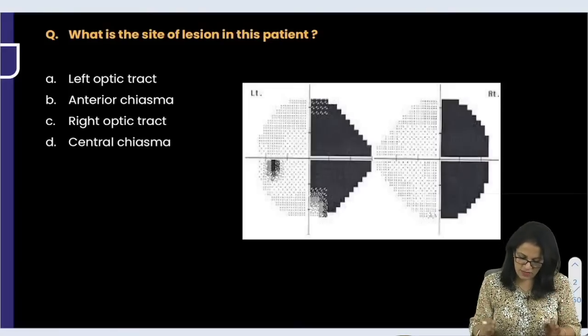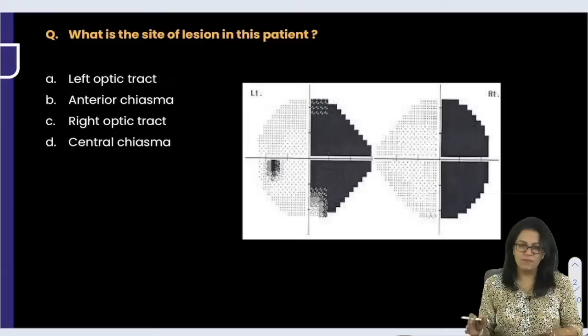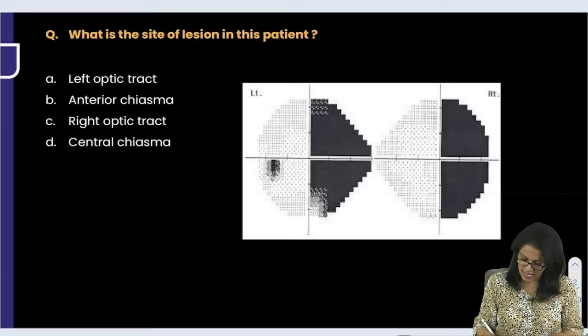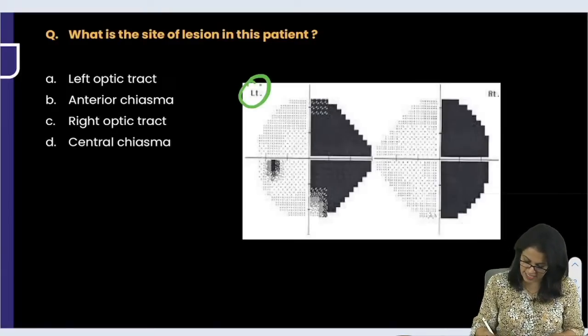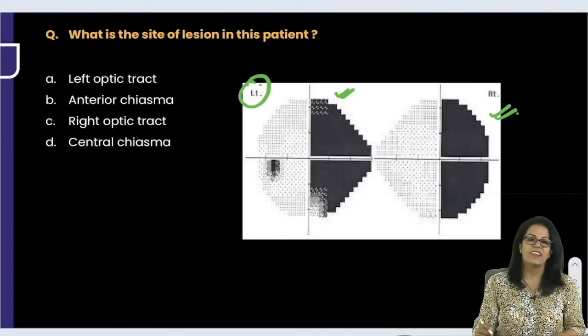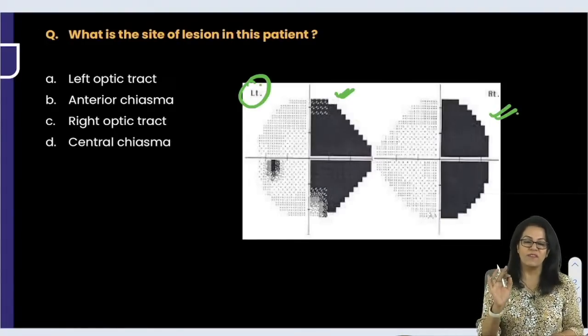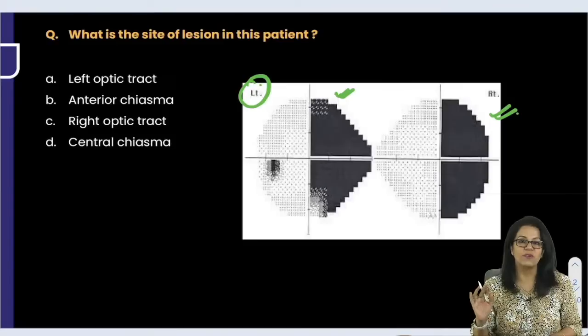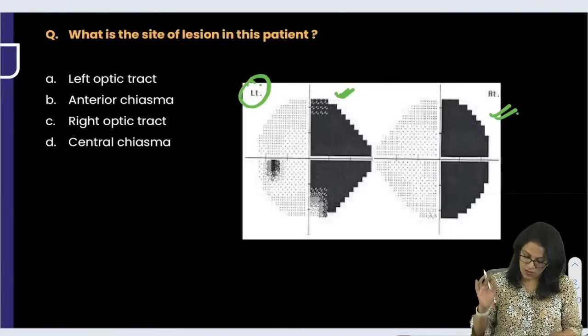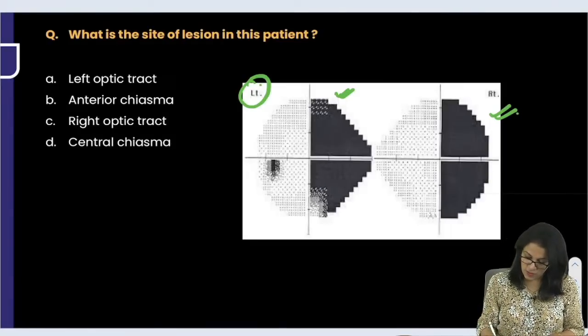So, what is the site of the lesion in this patient? It is a very simple question. You can see in the grey scale that in the left eye the nasal field is gone, and in the right eye the temporal field is gone. Now, this is one of the most important questions. Every year you get one question on visual field defect, isn't it? So, tell me this one, it is what?